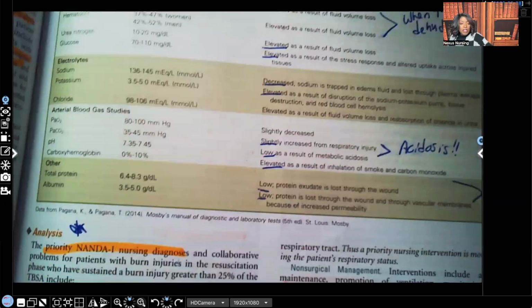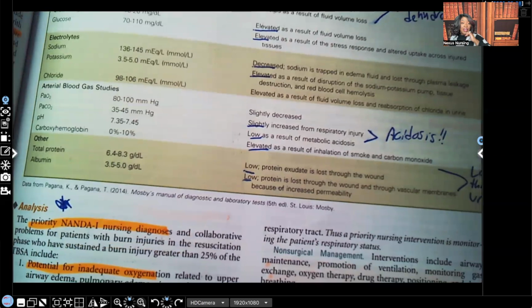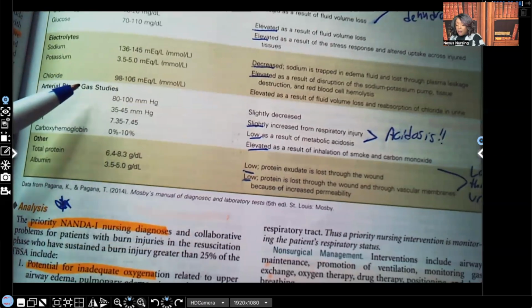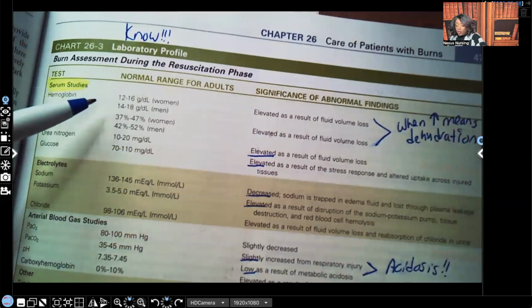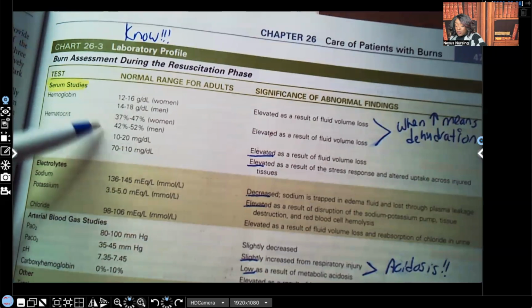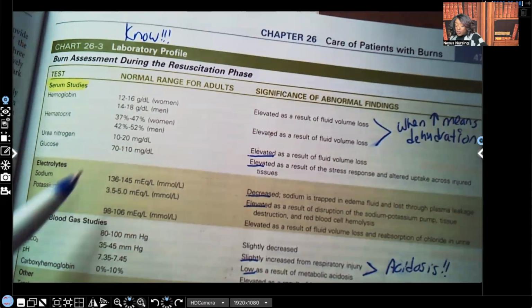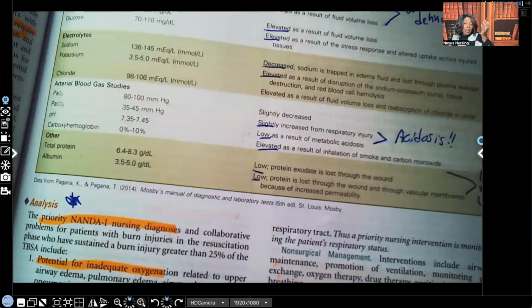Let's talk about arterial blood gases. What are those going to look like? By the way, guys, you do need to know the numbers. So you need to know the normal value of your hemoglobin, your hematocrit, your urine nitrogen, your glucose, your sodium, your potassium, all of them. You need to know those numbers. Do index cards, okay? Arterial blood gases.